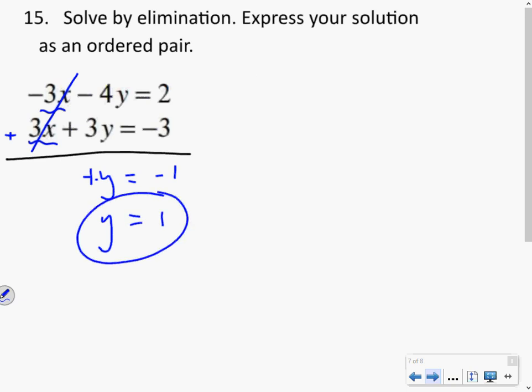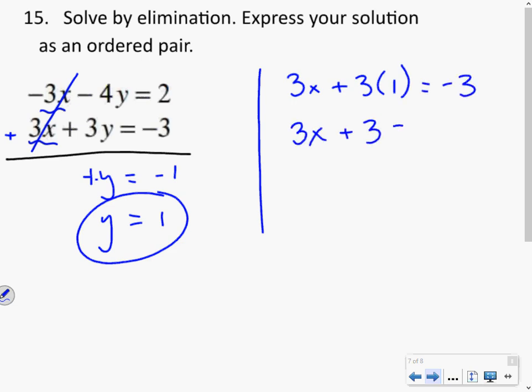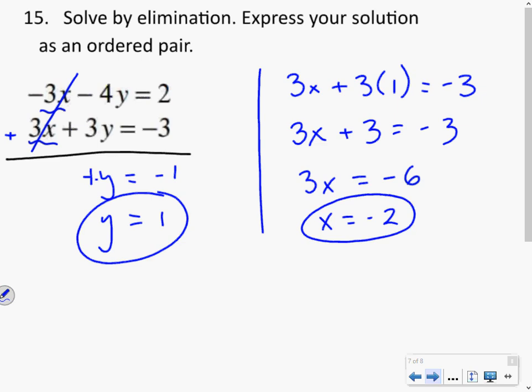Now we just need to plug that y value into one of our original equations here. I'm going to use the bottom one. So 3x plus 3 times 1 equals -3. So we find that x equals -2, y equals 1. We always need to express our solution as an ordered pair. So -2, 1 is our answer.